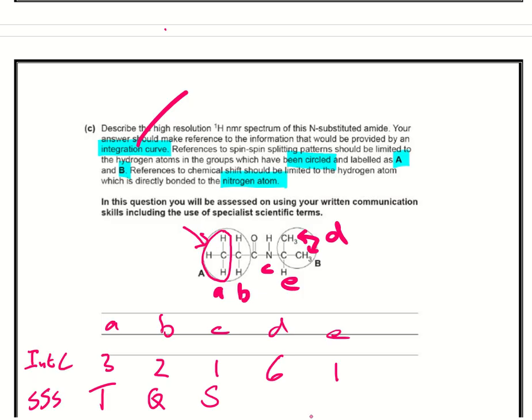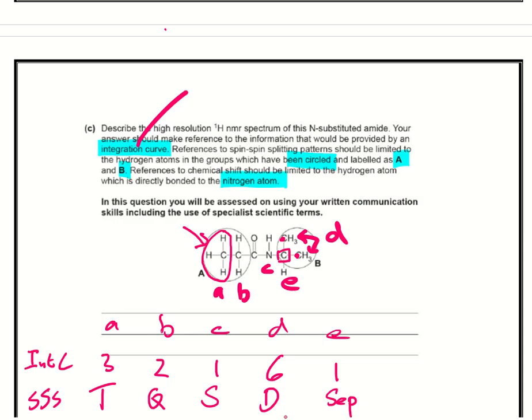E is adjacent to the carbons on either side of it, this one and this one. So there are 6 hydrogens on the adjacent carbons, so that's going to split to a septet, 7 in other words. And D is adjacent to a carbon that has 1 hydrogen, so that's going to split to a doublet.